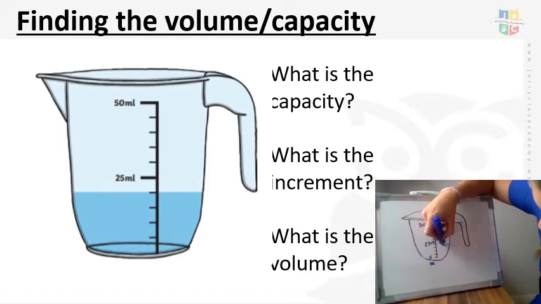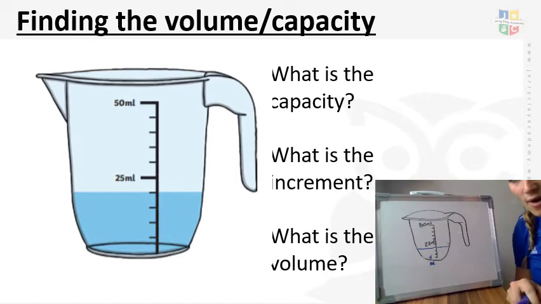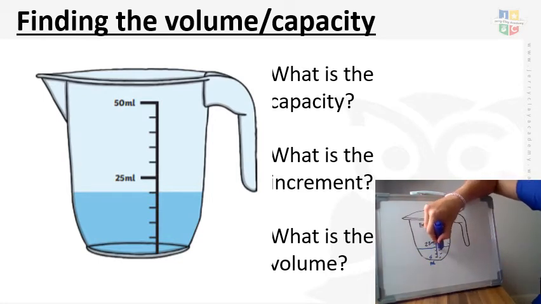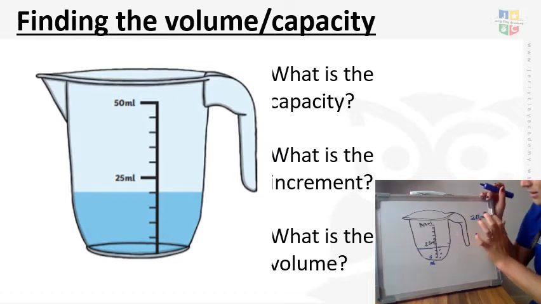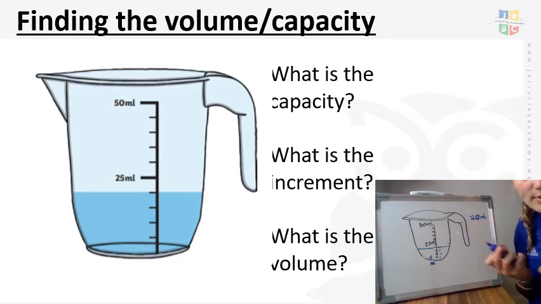My waterline goes up to here on my diagram. So if I count it up, I've got 5, 10, 15, 20. So my volume is going to be 20 millilitres. So I know the answer is going to be 20 millilitres.